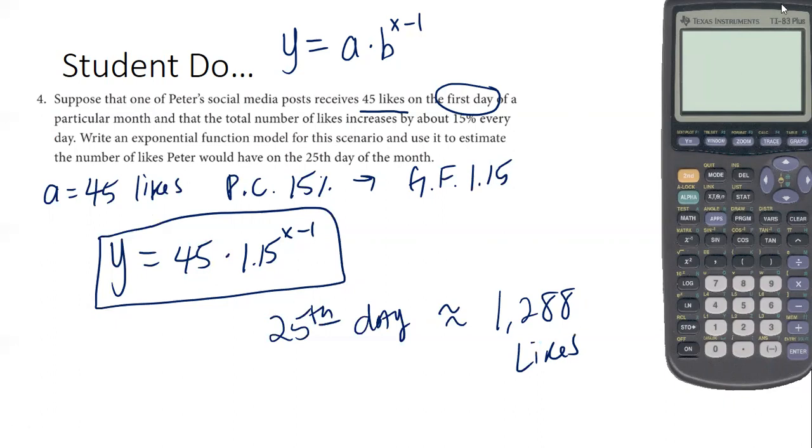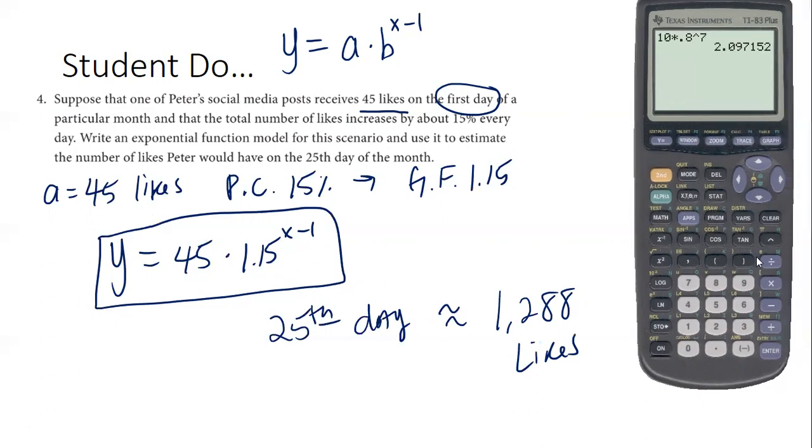Okay. If you did not get that, let's look at how you should have put in the calculator. So you should have put in 45 times 1.15. Carry. Now remember, my school's a little janky. My calculator's a little janky. So I have to put parentheses. And I'm going to put 25 minus 1, or I could have just put 24 because I know what that is. And then I hit enter and I get 1,288.